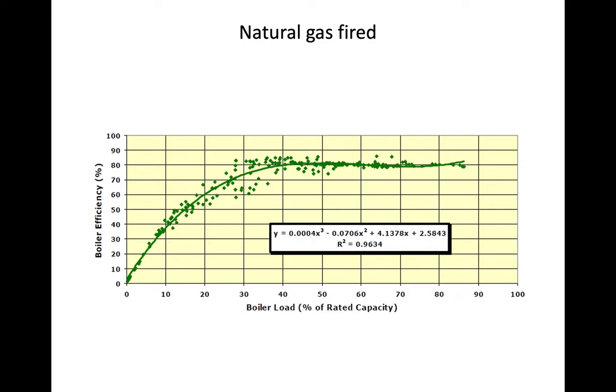As you can see in this example, the R square is 0.96. It means that the correlation between the boiler load and boiler efficiency is very close, very high. But this example is true for the natural gas boiler. This is specific to the natural gas boiler.